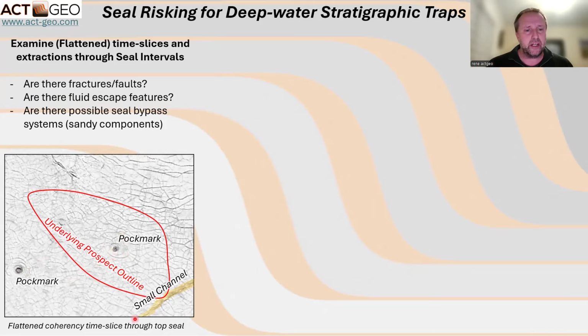And then I'm looking for these subtle bypass systems. So here's a small channel that comes through at the edge of my underlying prospect. So in some ways it might be, well, maybe that's the actual spill point, and it actually defines the spill of the success case. So it actually helps me potentially articulate why I think I see the column height that I do.